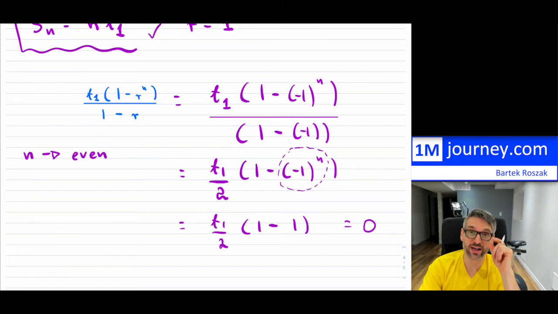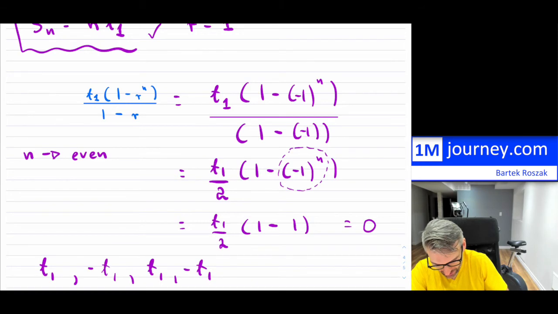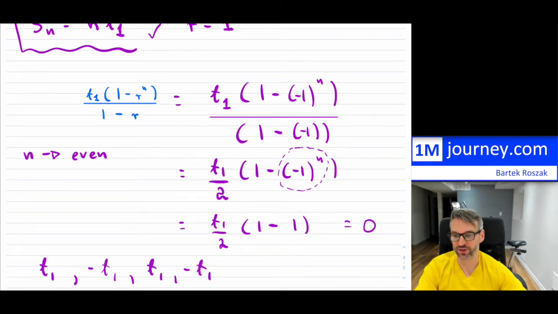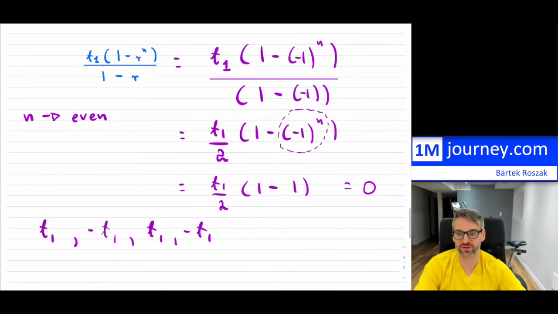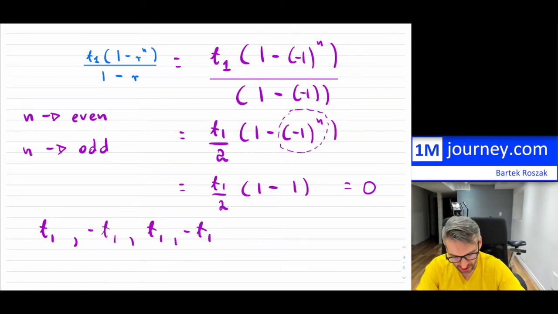That shouldn't surprise you, because what you really have in your sequence is a term t1 and then the term negative t1. So if there is an even number of them and you try to add them up, they're going to just sum up to 0. Now, if n is odd, then this term will actually be negative 1, right?